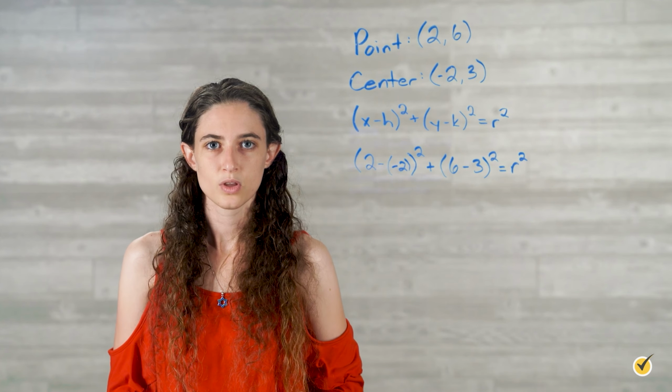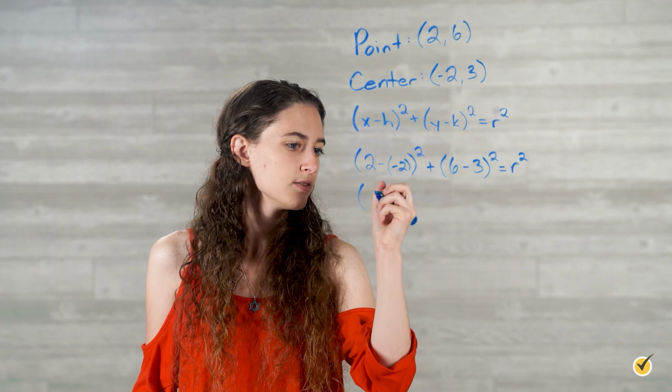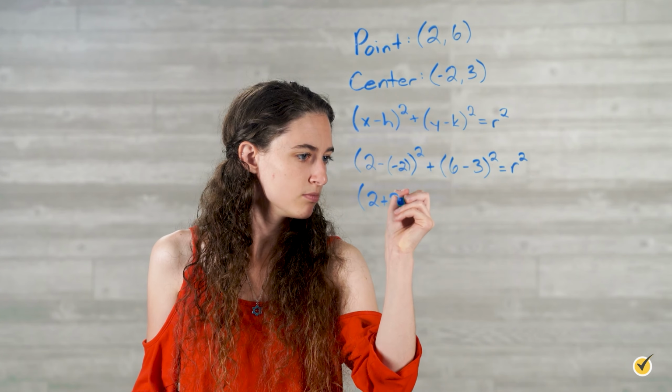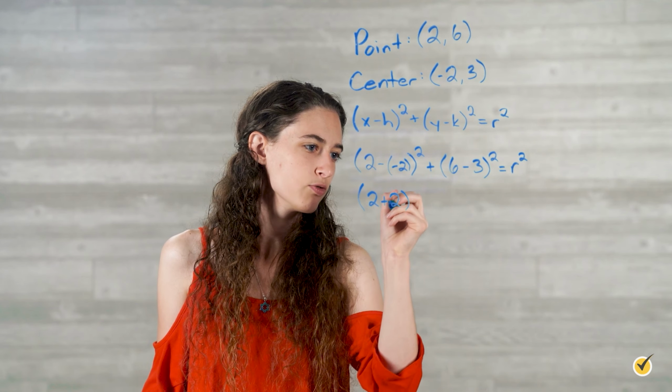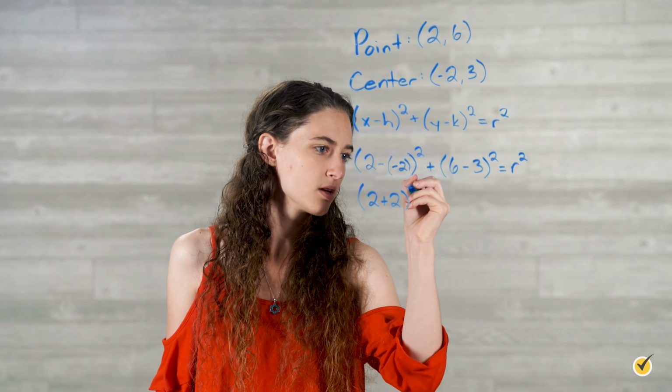We deal with our subtracting and negative problem to get this. 2 minus negative 2 is the same as 2 plus 2. So we just replace that minus a negative with a plus sign, and then everything else stays the same. (6 - 3) squared equals r squared.